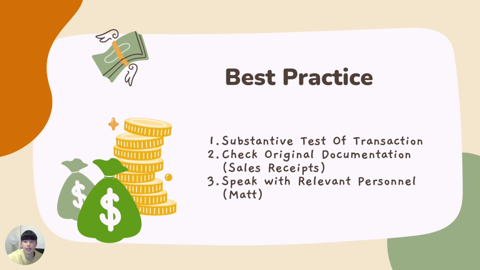After analyzing and investigating the Localmart sales spreadsheet, we could conclude the top three best practices are: first, a substantive test of transaction; secondly, check original documentation, like the sales receipt; lastly, speak with the relevant personnel involved. So the top three best practices are the most effective, efficient, and least time-consuming techniques to finish the auditing process.